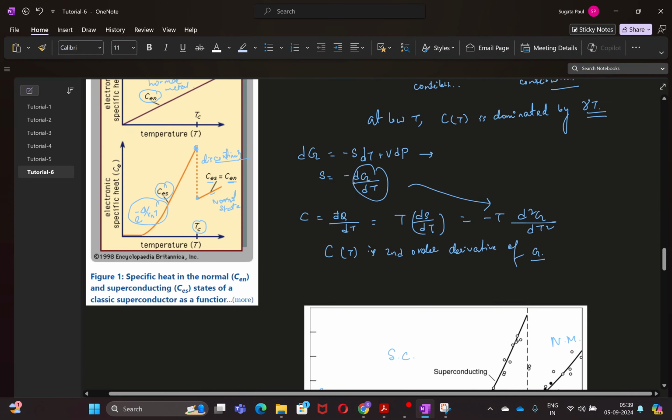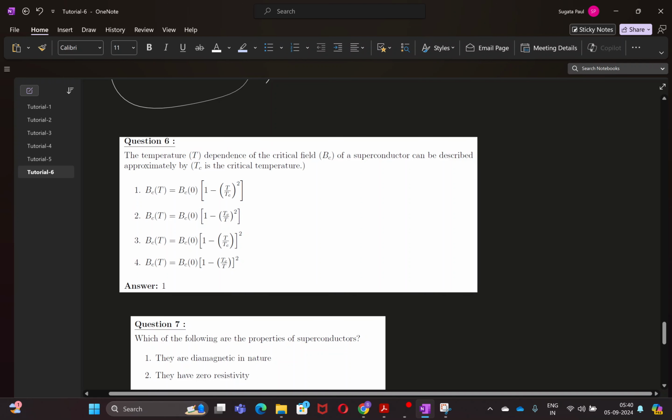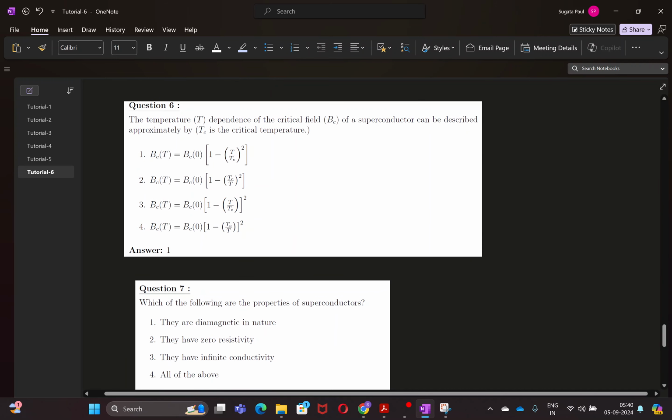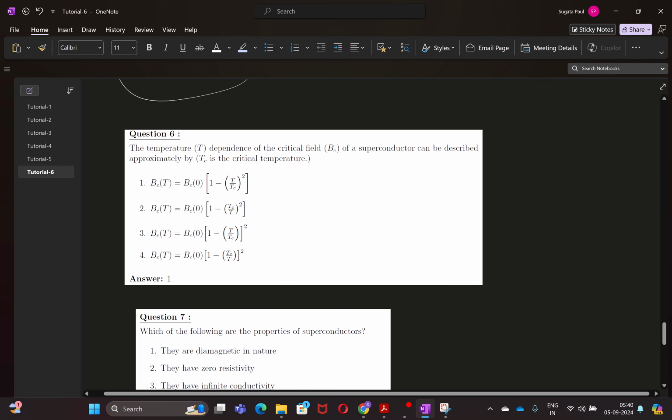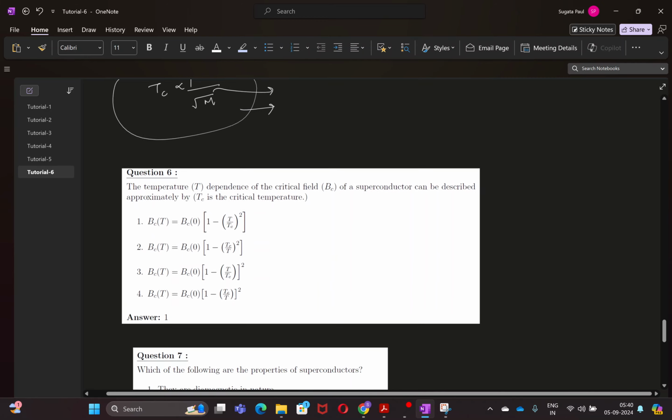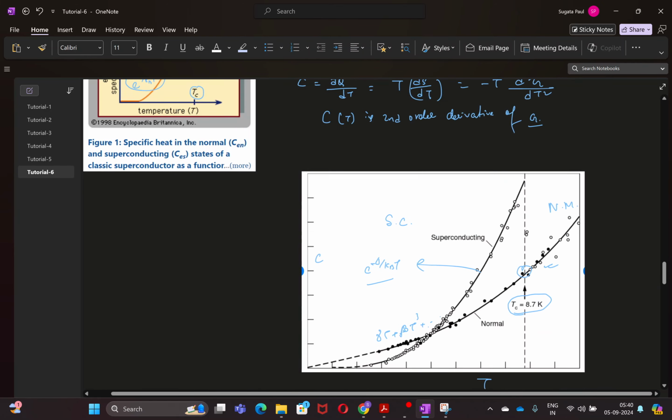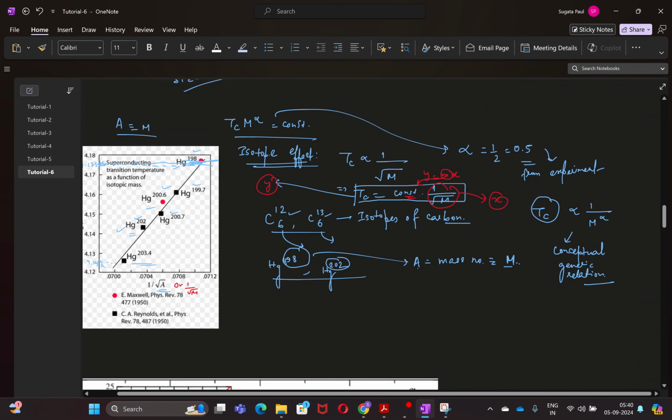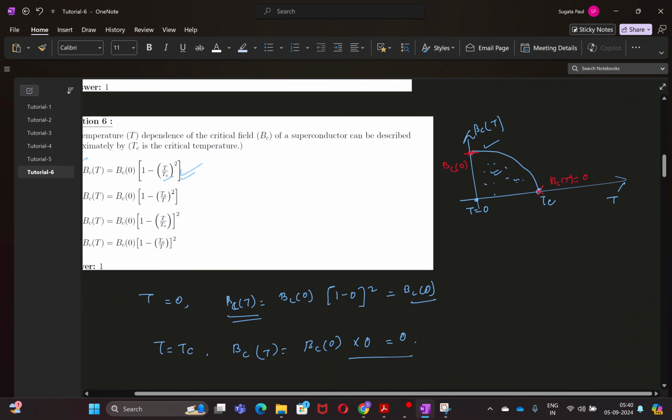Question number 6 is basically this question: the temperature dependence of the critical field Bc of a superconductor can be described by the approximate formula. Okay, so this has also been discussed before, that this will be Bc(T) equal to Bc0 into 1 minus (T by Tc) whole square, as we discussed earlier. I think this question is repeated.